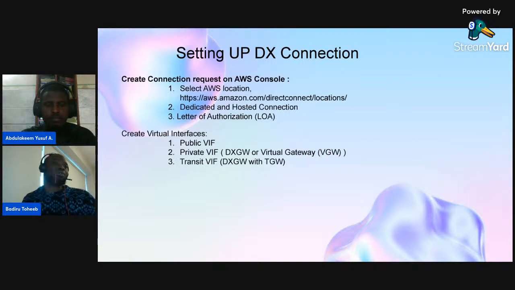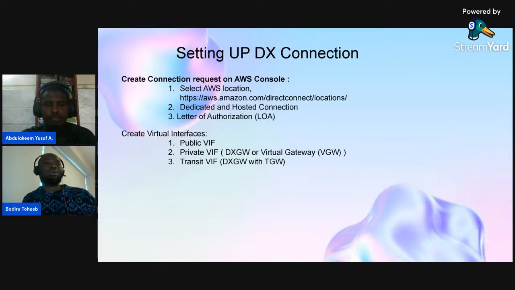So then we also have the concept of private VIF. What if I have a VPC, which is a private resource, and I want to access it through AWS? I'm going to use something called a private VIF. A private VIF differs from a public VIF, because when creating a private VIF, you are going to create something called an attachment.